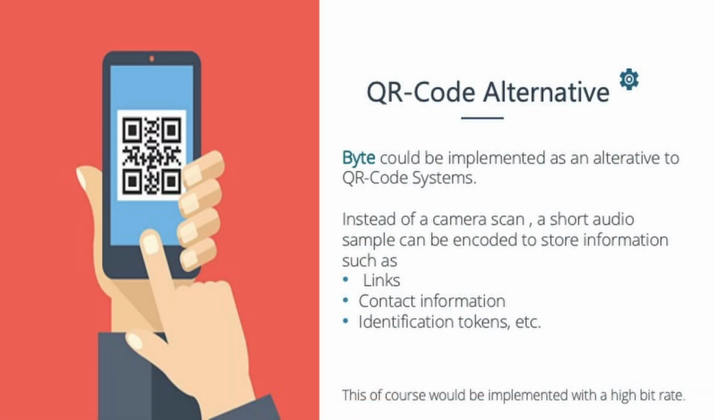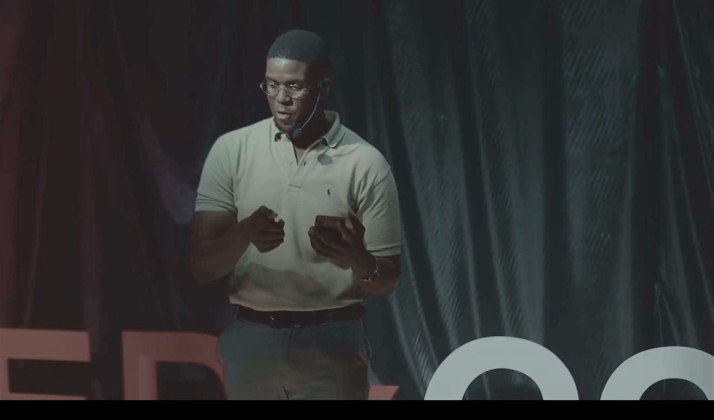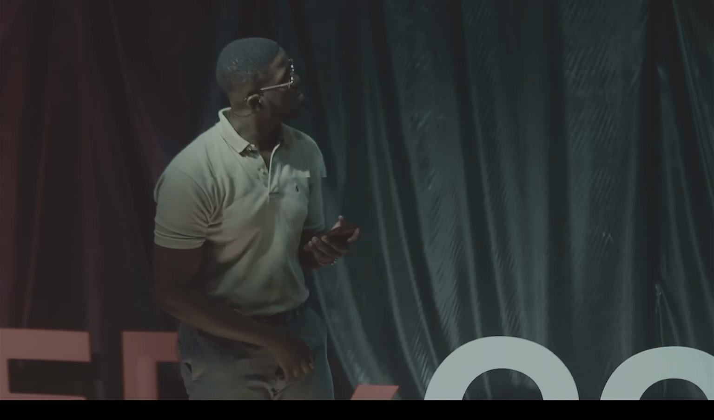Byte can be implemented as a QR code alternative. Instead of using a camera to scan, we can just encode the identification token as a very small sound wave, maybe less than 1 second, and send maybe a link or contact information or a token to another phone. It works just like when you want to call Siri: "Hey Siri". Once it hears the audio, the phone will automatically detect it and get the information at once.